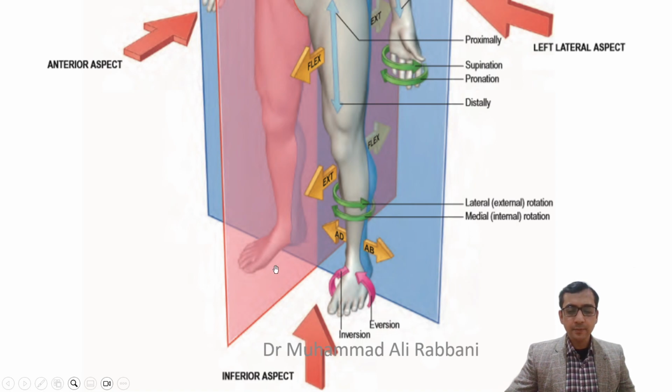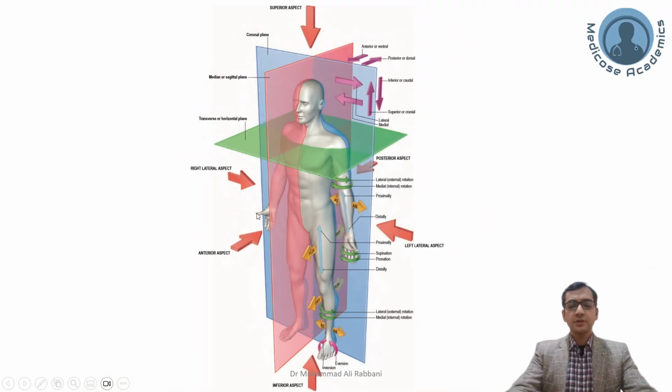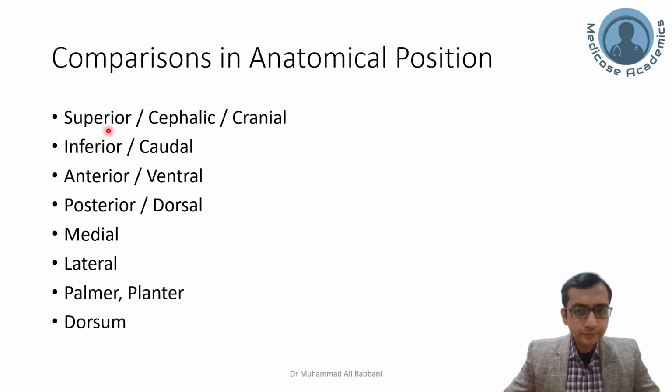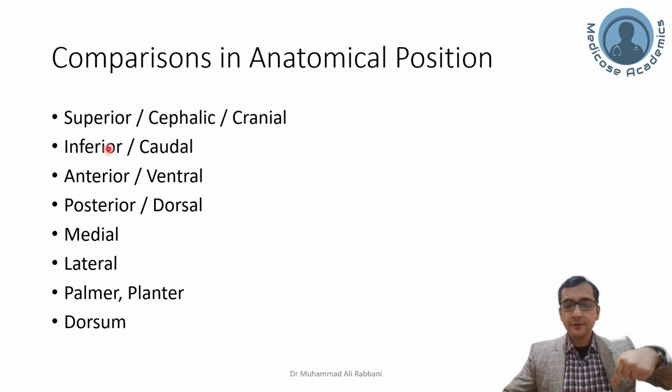While talking about the foot, you say plantar versus dorsum. So these are the terms of position when you talk about in the anatomical position. In the longitudinal plane, in the frontal or coronal plane, or sagittal plane, move superiorly, superior, cephalic, cranial; inferiorly, inferior, caudal. In the sagittal plane, if you move anteriorly, that will be anterior. If you move posteriorly, that will be posterior. Alternate names are ventral and dorsal.